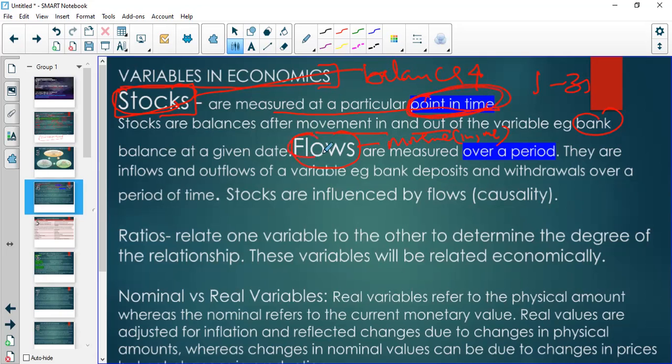Then a flow is measured over a period. You can say how much money went into your account from the 1st of January to the 31st of December. Now you can say there was so much that went in and so much that went out over a period.